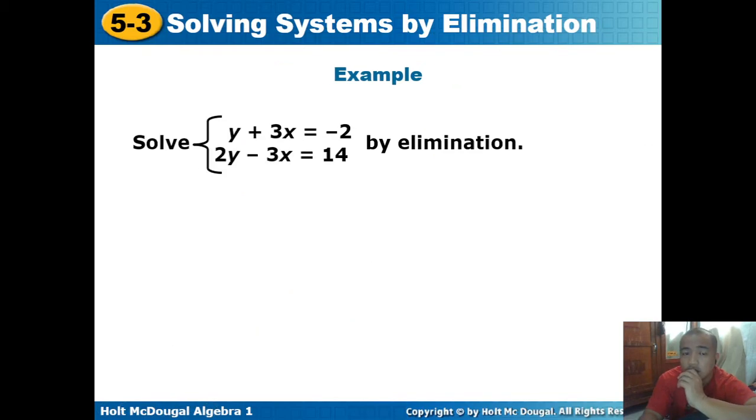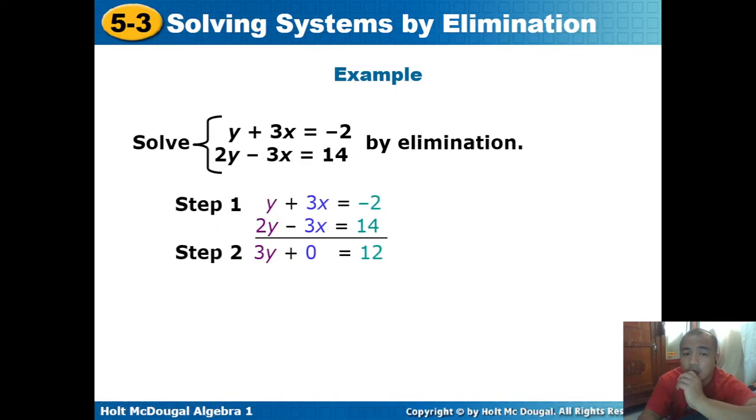So, how about this? Y plus 3x equals negative 2. 2y minus 3x equals 14. So again, you can cancel the x variable, so that we can add 2y and y, negative 2 and 14. Y plus 2y is 3y. Negative 2 plus 14 is 12. Then 3y equals 12. Divide both sides by 3.